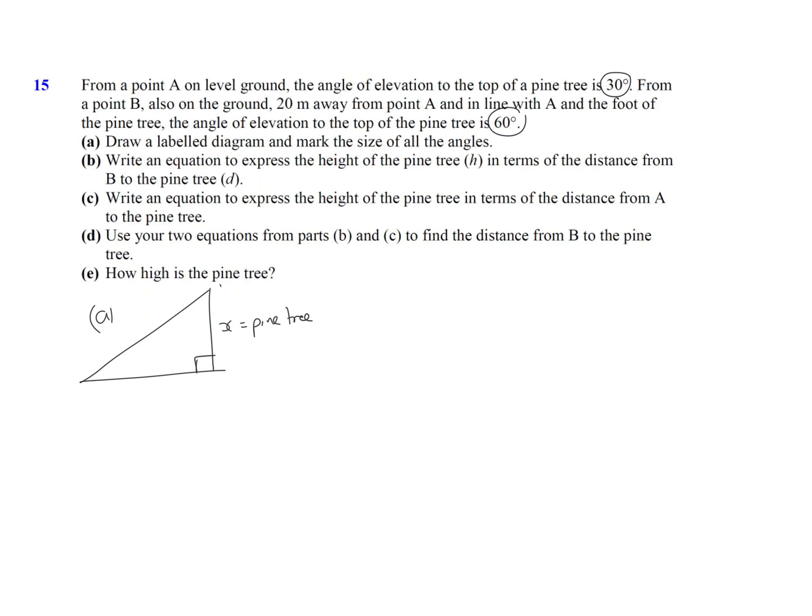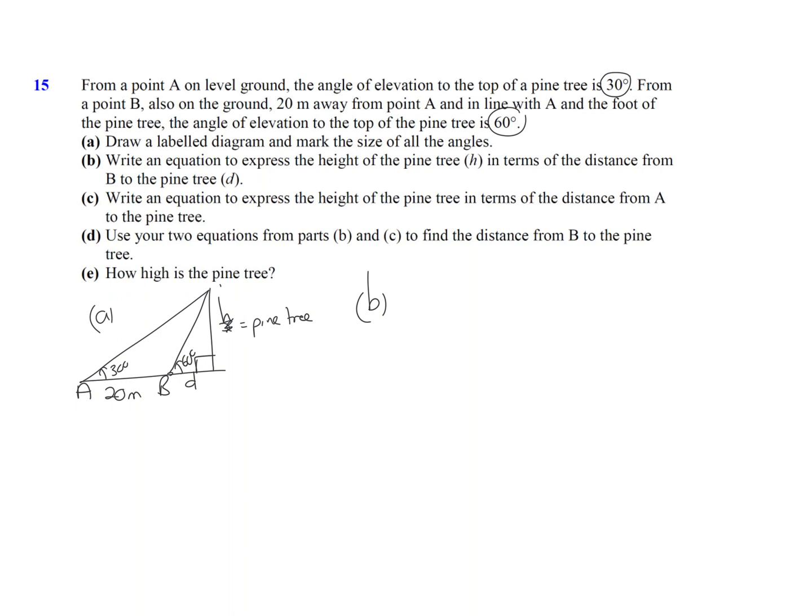I have point A, which is furthest away, angle of elevation 30 degrees. Then some point closer, call it point B, angle of elevation 60 degrees. I know the difference between them is 20 meters because that's how much it's from B to A. Part B. Write an equation to express the height of the pine tree, called h, in terms of the distance from B to the pine tree, and that is called D. So there at the bottom, that's called D.